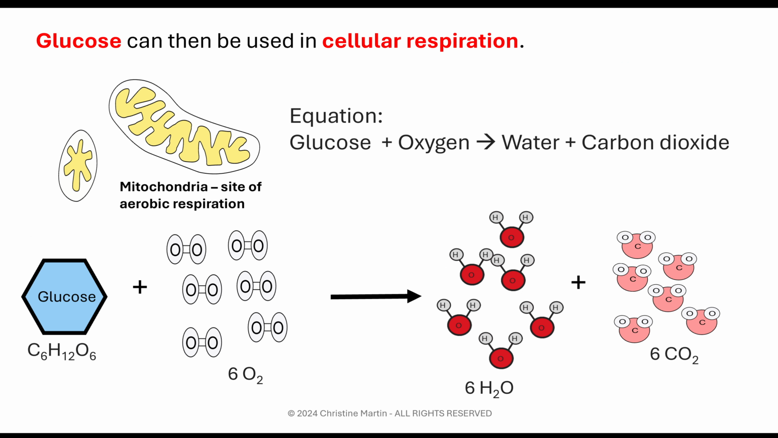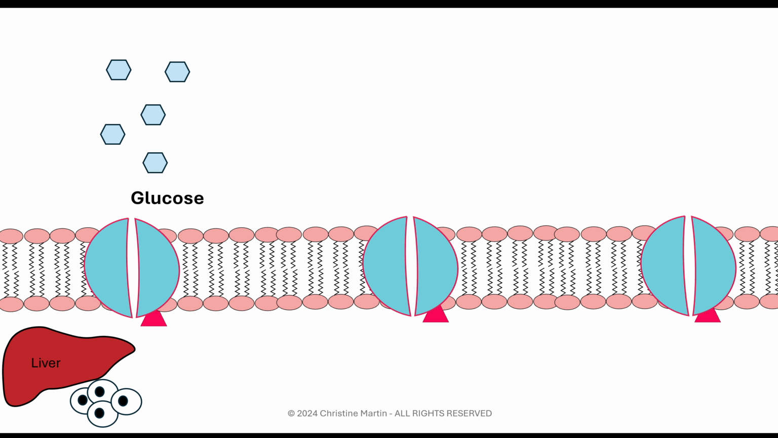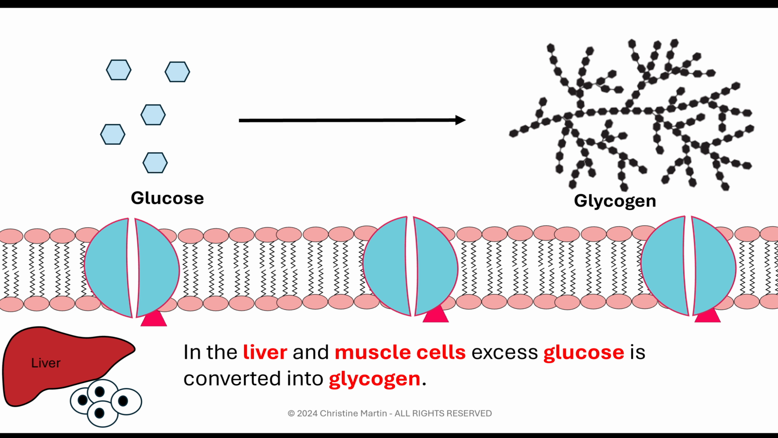Now, what happens to the glucose depends on what the cell requires. It could be that the cell is going to do cellular respiration, where it uses the glucose and oxygen, and does aerobic respiration within the mitochondria to produce water and carbon dioxide, and this releases energy for other processes to occur. Or, if we're looking at the liver and muscle cells, the glucose that's taken into the cell is converted into glycogen, a large molecule which is a storage of energy.